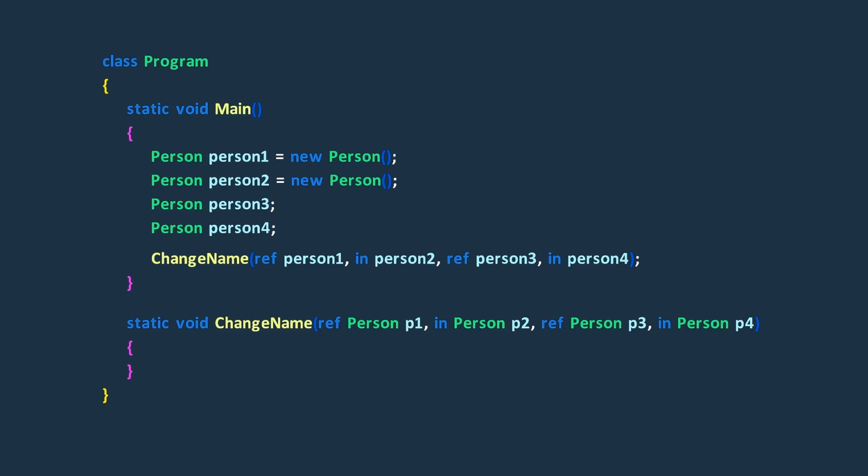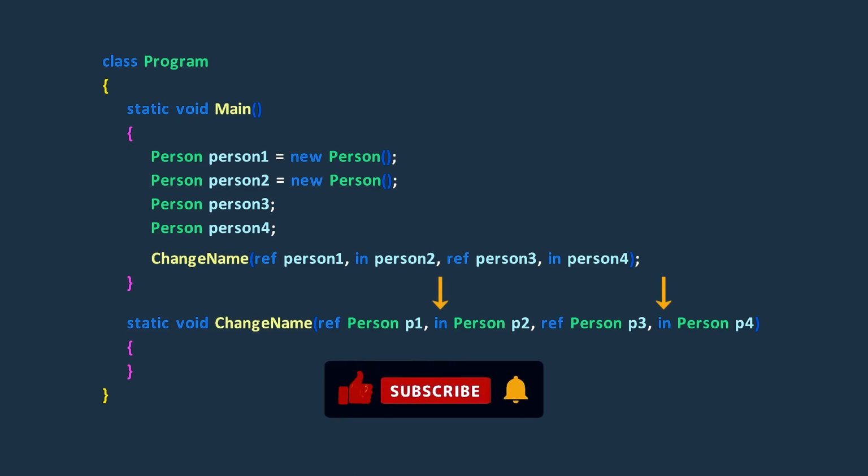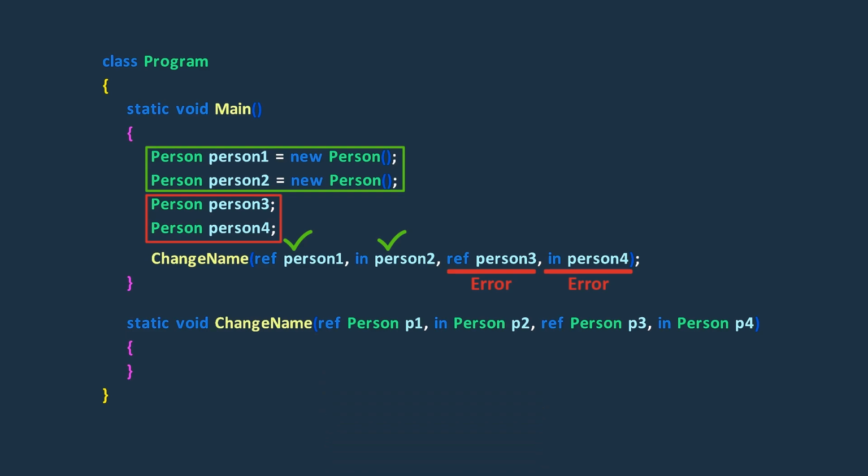Okay, the in modifier in C# is similar to the ref modifier. When we use the in modifier for a parameter, it means we're using the pass by reference technique. Similar to ref, if we have a parameter with the in modifier, it must have a value assigned to it before we call the method.